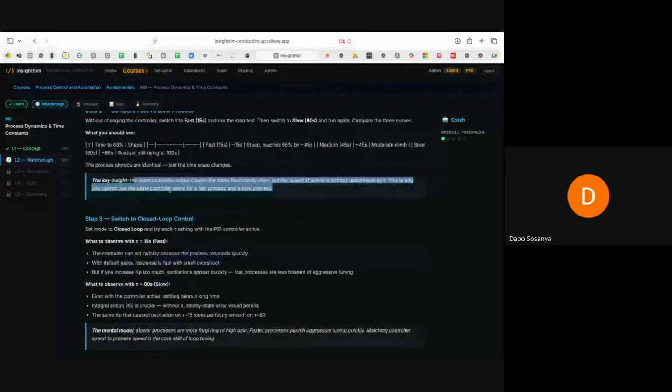Right, and that's an insight. So we're now talking about a fast process and a slow process and the types of gain you use for both.